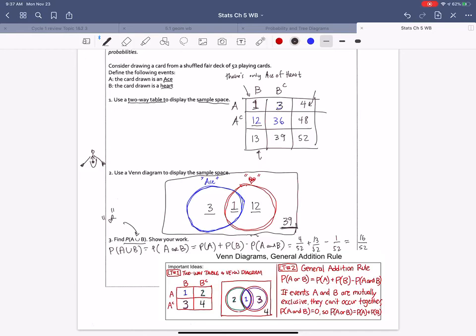Okay? And we can show this as a fraction, as we've done there. We can show it as a decimal, or we can show it as a percent.